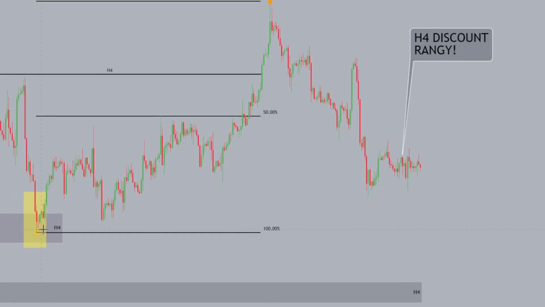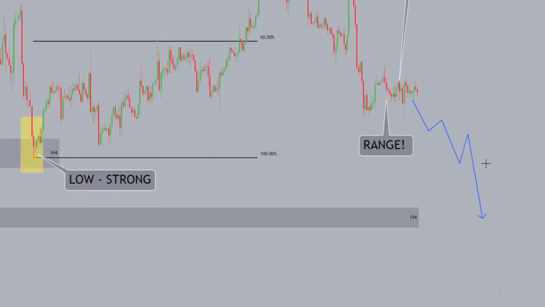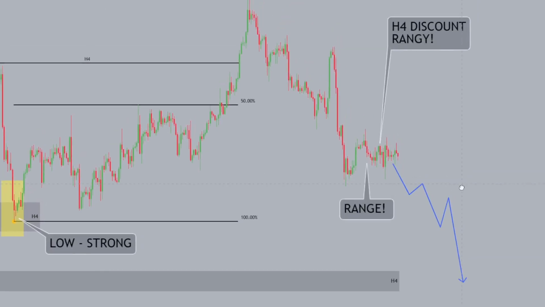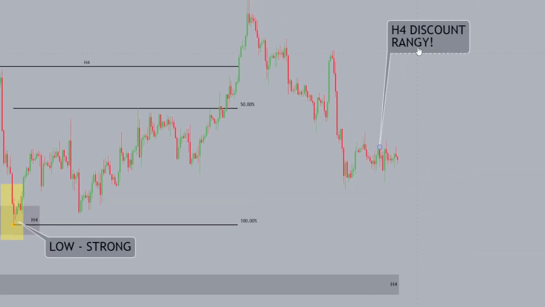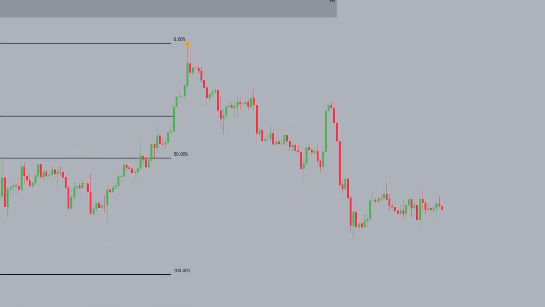Here we have a low over here, a strong low over here, right? So we have our H4 low. We have a range over here in price. This is a range. Now, if we see price break below this H4 low, then price could go and seek lower down to this sort of region over here, right? But if the low remains intact, as we are in an H4 discount, we have tons of liquidity over here to target.